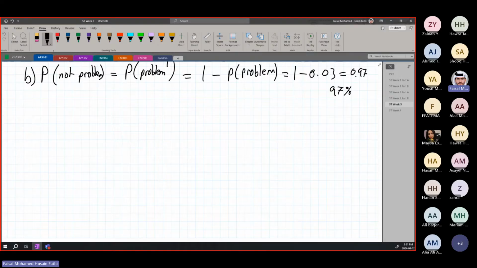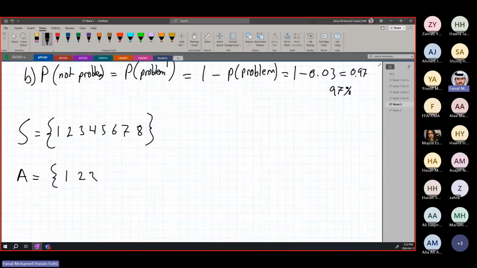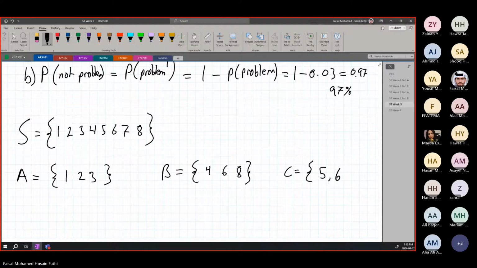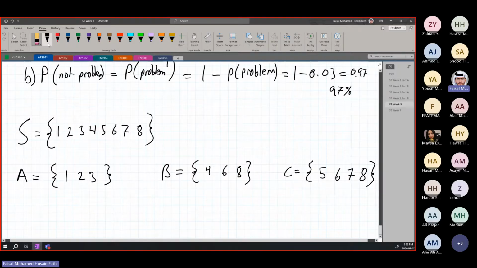The best way to do this is, first, let's write our sample space. The sample space is going to be equal to, let's say, 1, 2, 3, 4, 5, 6, 7, 8. This is our sample space. Let's say event A is 1, 2, and 3. Let's say event B is 4, 6, and 8. And let's say there's an event C as well, which is 5, 6, 7, 8. These are all the samples that we have.